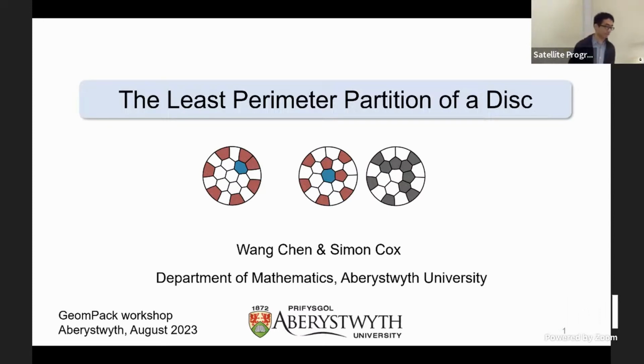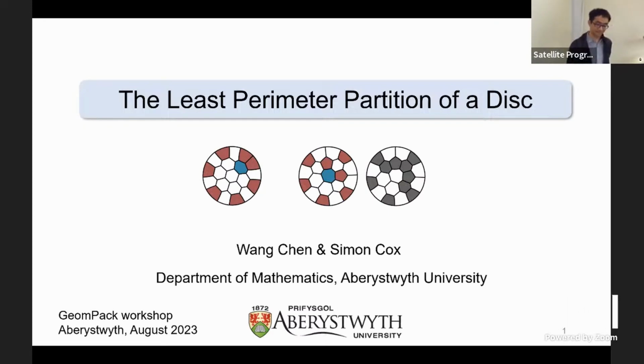As an introduction to my topic, let's consider a very traditional packing problem. It's the honeycomb conjecture, which is finding the least perimeter partition of the plane into regions of equal area. And in this problem, we have three constraints: regions of equal area, infinite regions, and no boundaries.